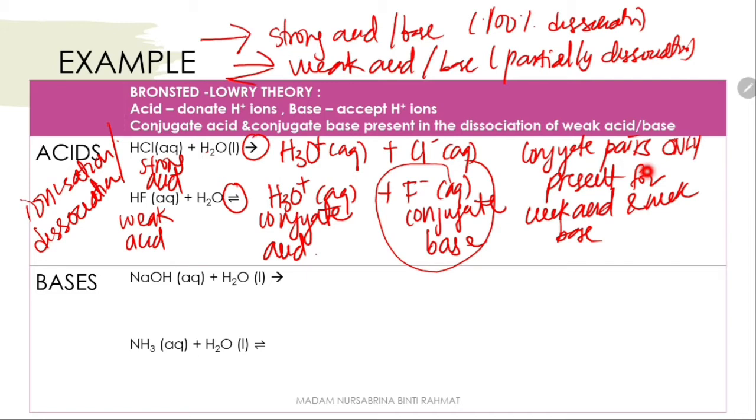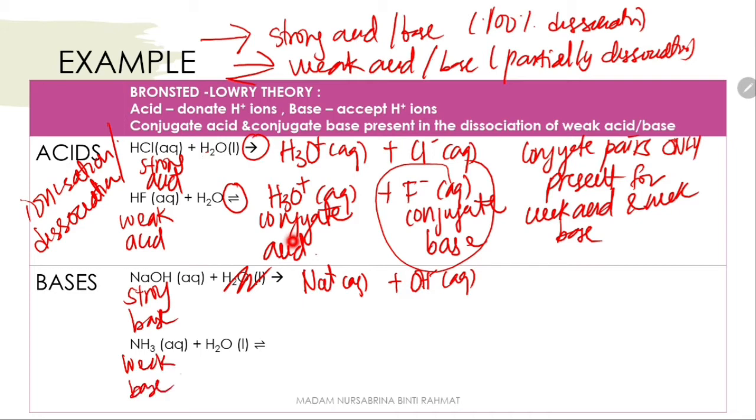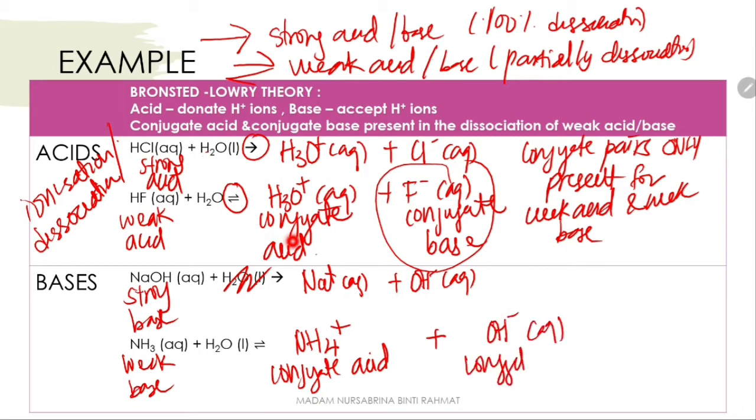Alright, so NaOH will dissociate in water. Since NaOH is a strong base, we don't need this water. You can just simply dissociate completely to form Na plus aqueous plus OH negative aqueous. So for strong acid and strong base, we don't have any conjugate acid or conjugate base. They strongly dissociate to form their two different ions. NH3 is your weak base, partially dissociating in water, forming NH4 plus, which is the conjugate acid because it has that H plus, plus OH negative aqueous, which is the conjugate base.